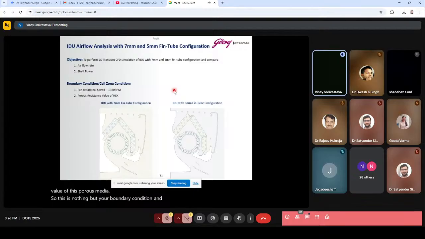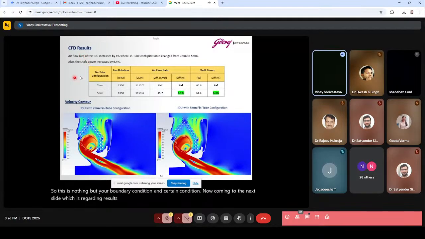Now coming to the next slide, which is regarding the results of the problem. For a fan rotational speed of 1350 RPM, the airflow rate increased by 4% when we switch from 7 mm tube diameter to 5 mm tube diameter. But at the same time, shaft power is increasing by 6%. So in terms of airflow rate, yes, there is an increment, but somehow we have to compromise with shaft power as well.